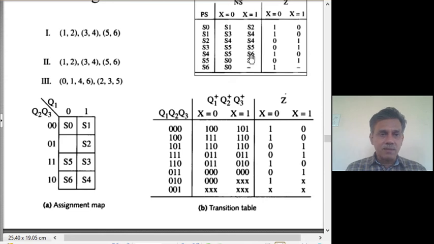Wherever S6 occurs, it is 110. Wherever S6 occurs, S6 is 0, 1, 0. So, that way you have to map it. So, this is the next step we have to do. This is a more practical state table. This is more conceptual.